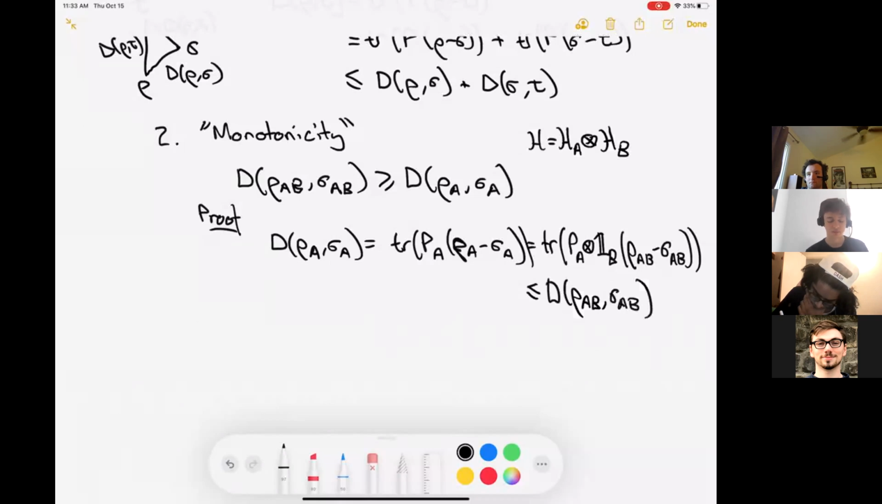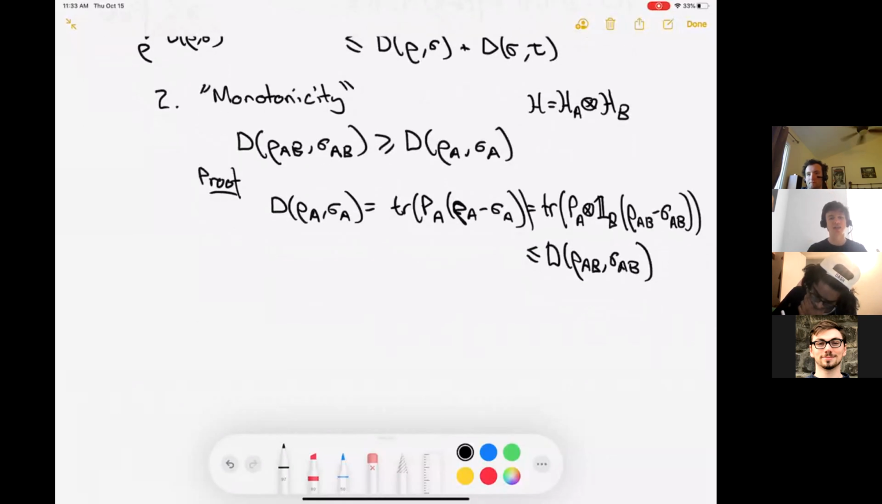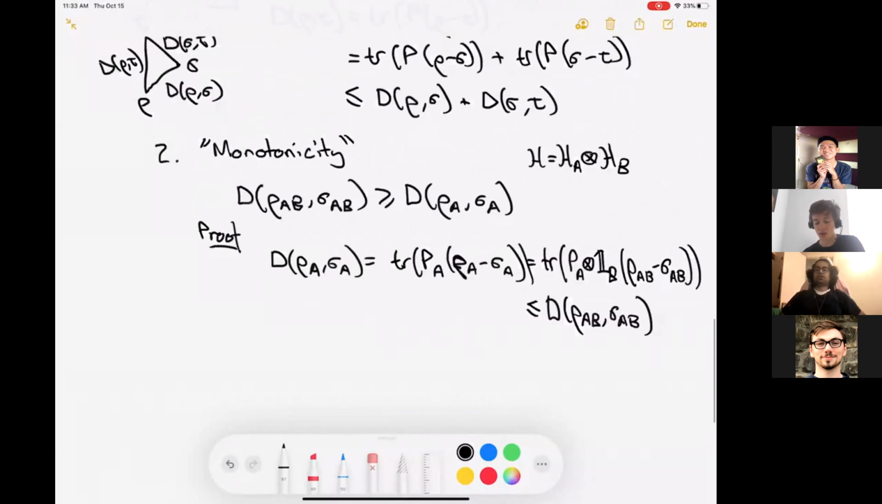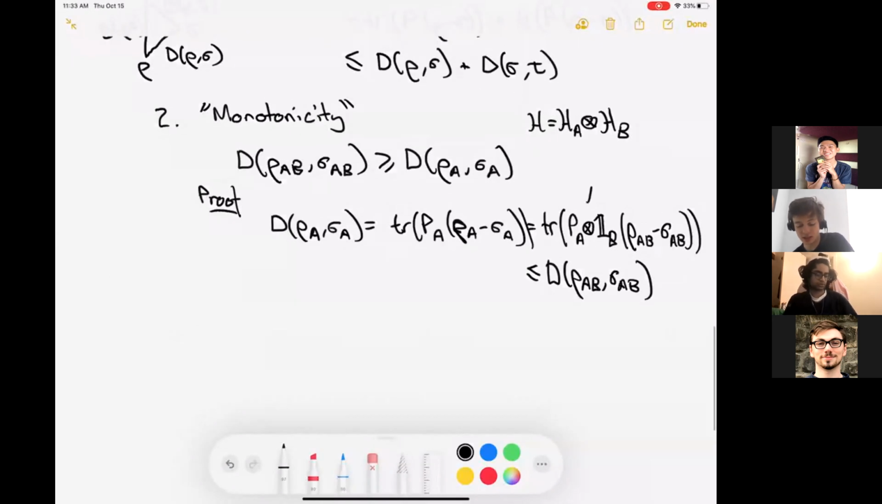Okay. Thanks. So the point is, if we just look at the state on A, then we can distinguish rho and sigma less well than if we're allowed to look at the whole state on A and B. It's a very intuitive property. Sorry, how did you get the inequality again? Yeah, because this is a projector on AB.